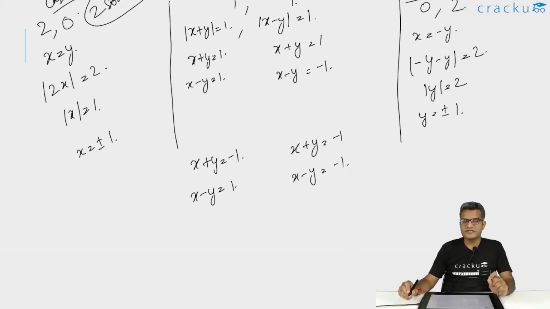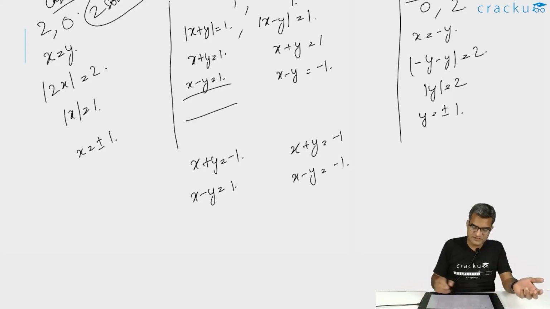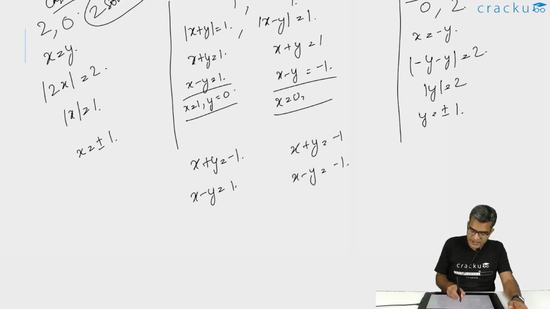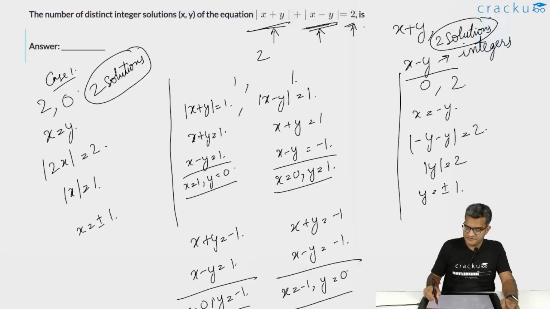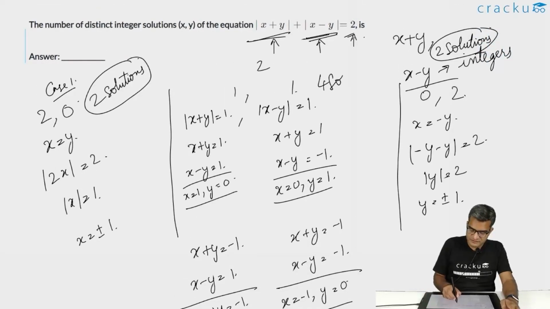For each of the 4 cases, we are going to get a solution. For you to understand, we can, for example, solve this. If you are solving this, you are going to get x is 1 and y is 0. You can solve this. You are going to get x is 0 and y is 1. You can solve this. You are going to get x is 0 and y is minus 1. And you can solve this. You are going to get x is minus 1 and y is 0. These are 4 different solutions. So here we will have 4 solutions.